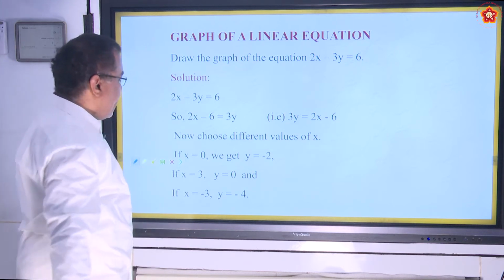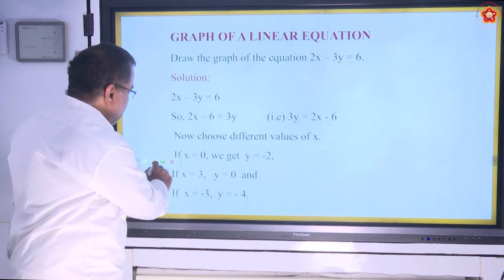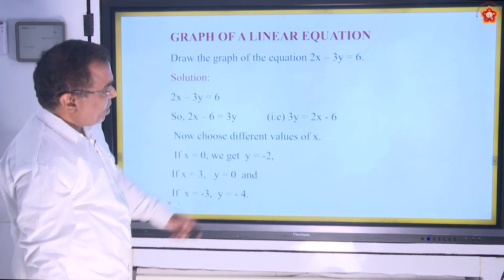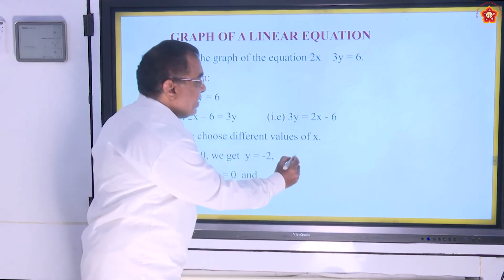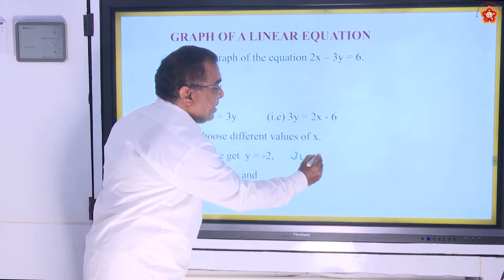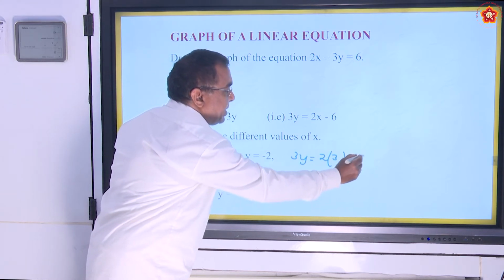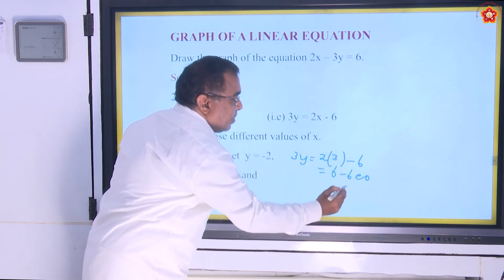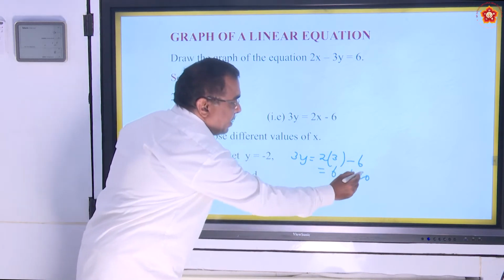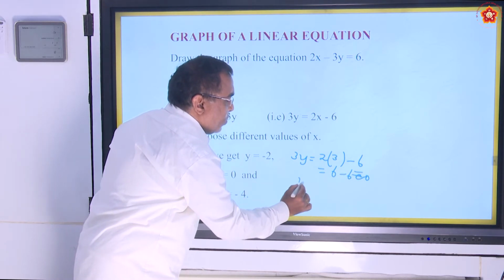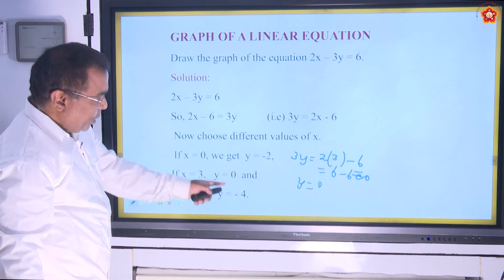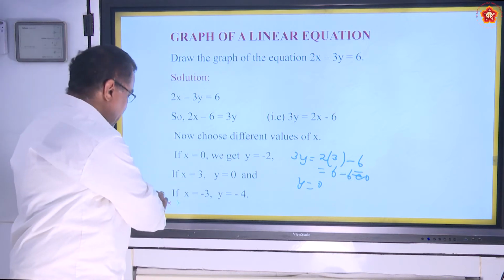Next, if x equals 3, what happens? Same logic, substitute x equals 3. So 2 into 3 minus 6. 2 threes are 6, minus 6 will be 0. So if 3y is 0, the y value will be 0. Same way, if x equals minus 3, you will note that the y value equals minus 4.